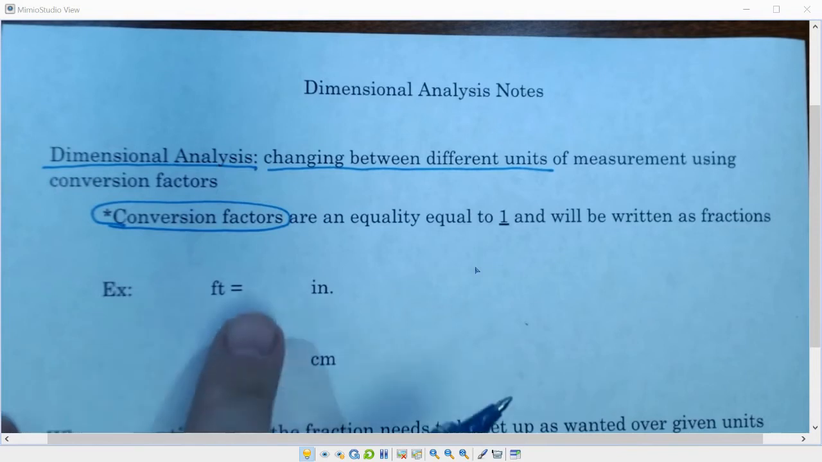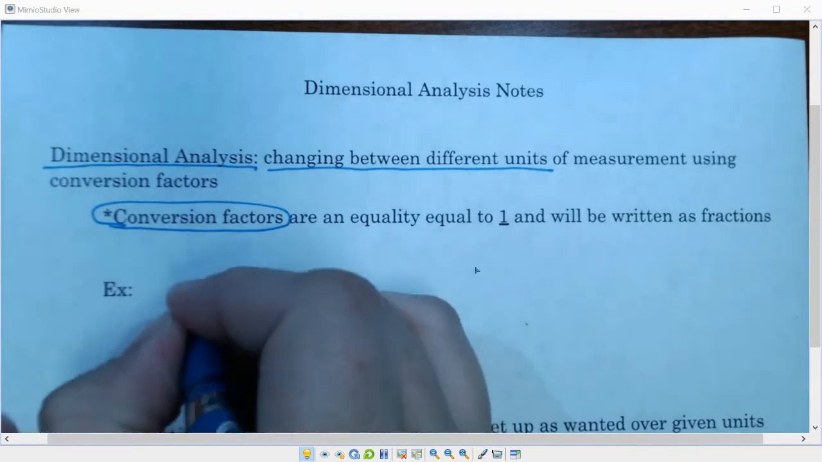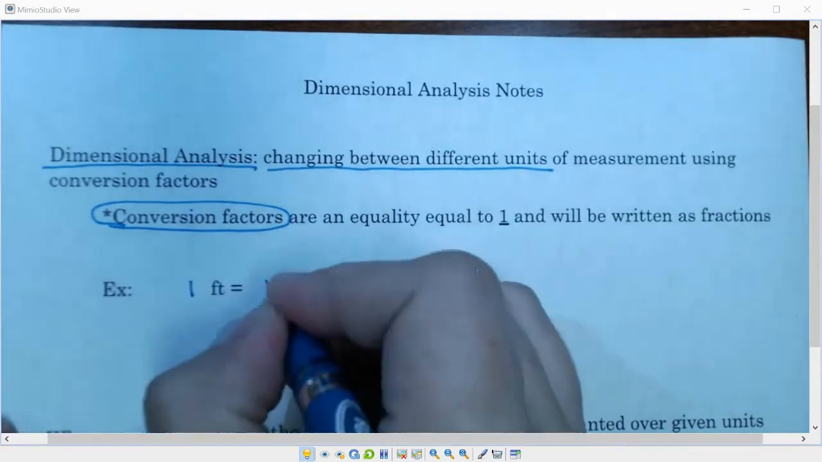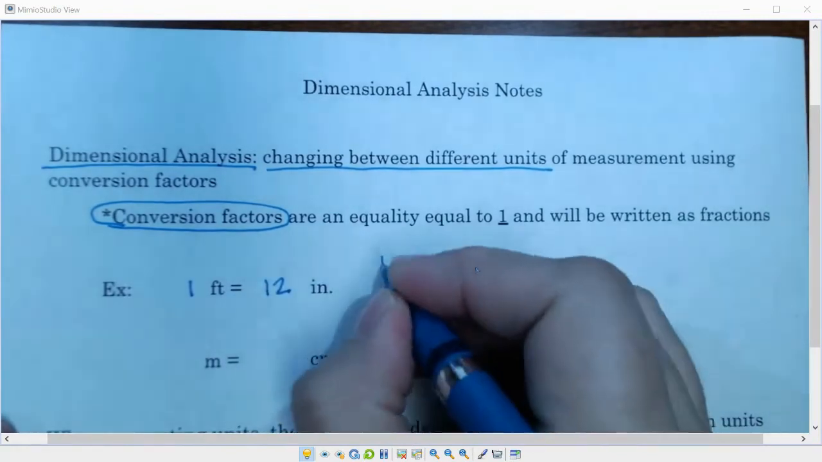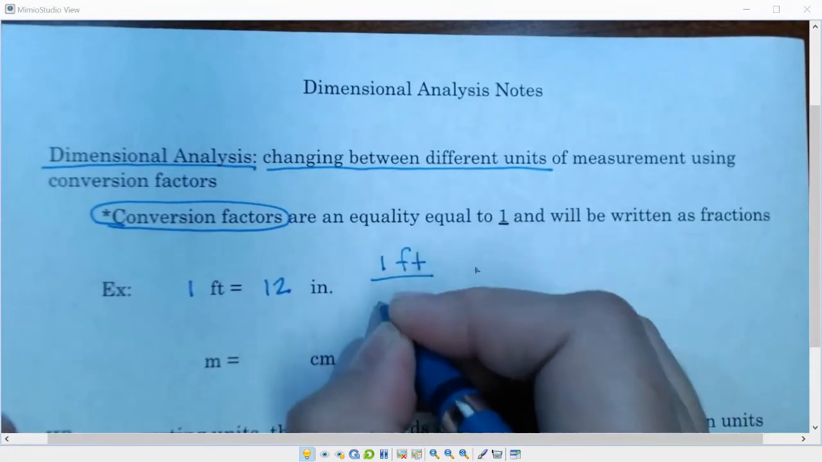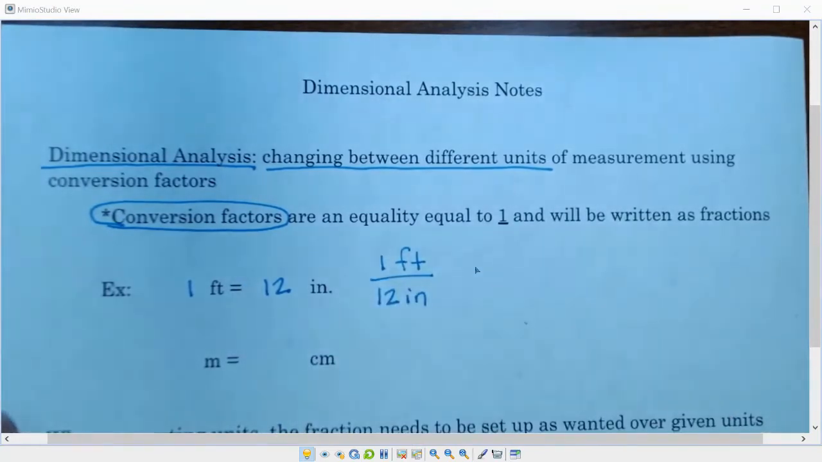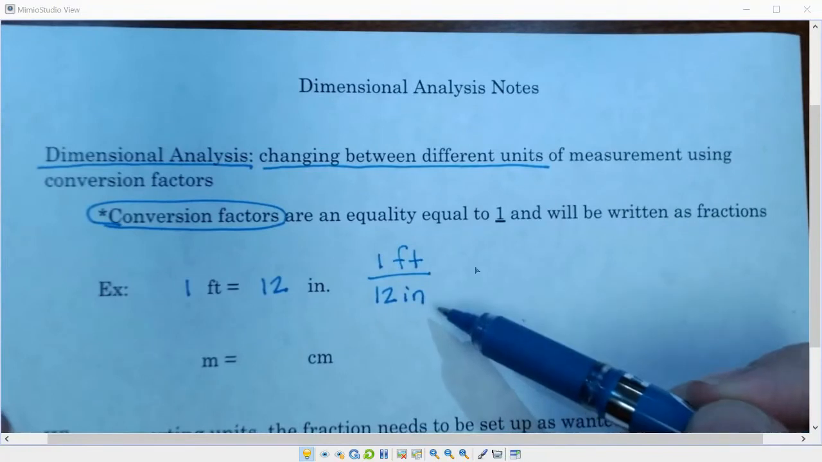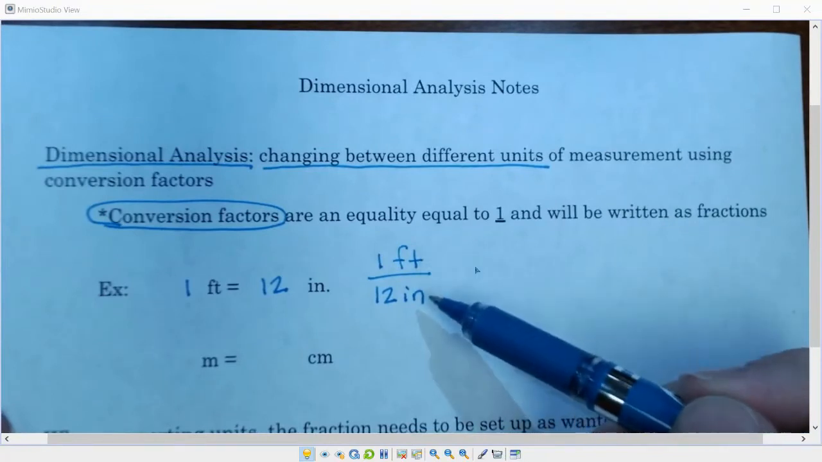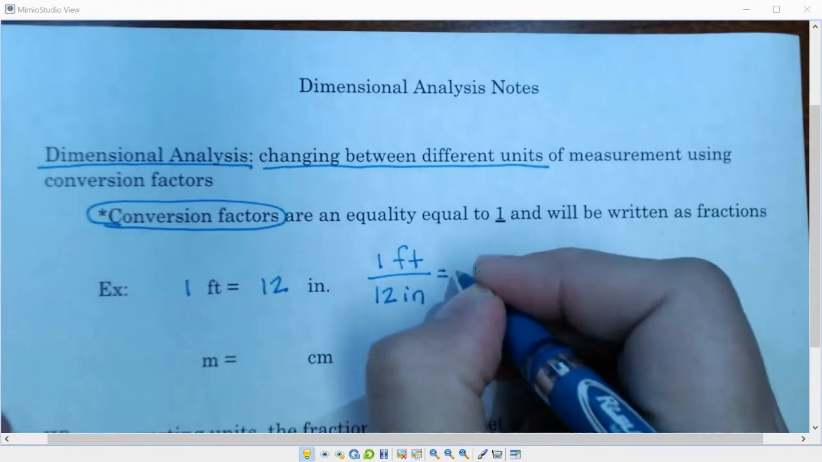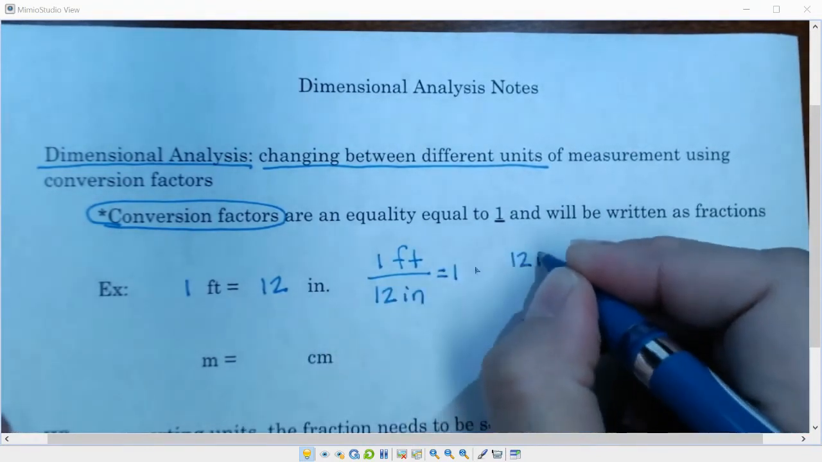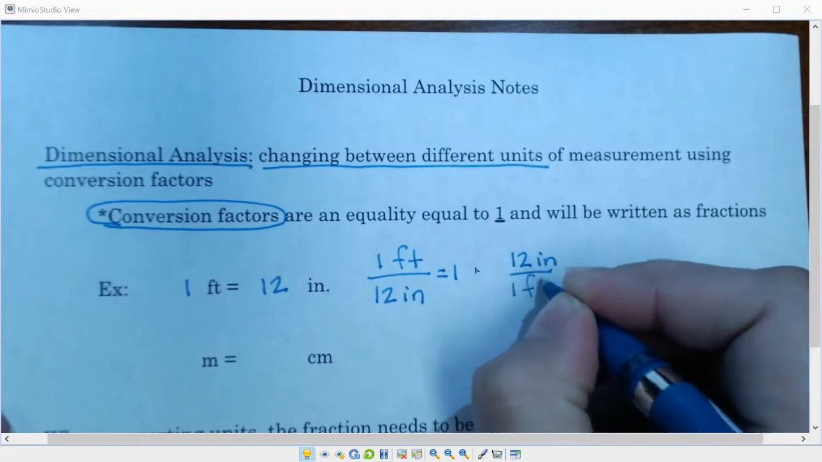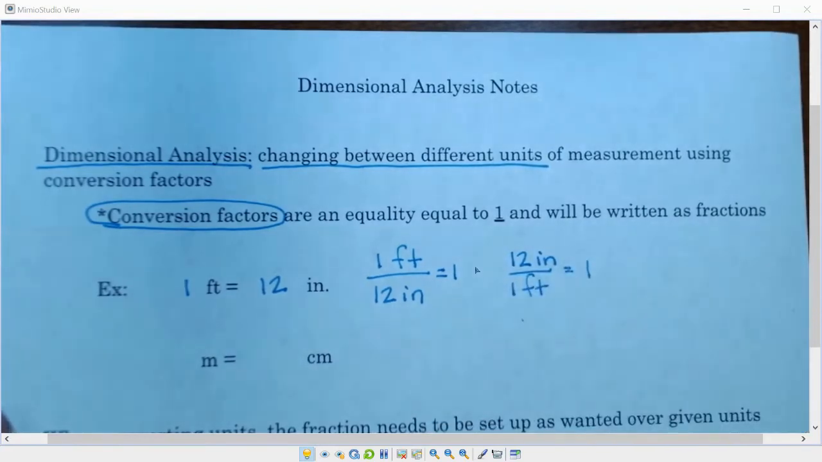So a couple examples of an equality: 1 foot contains 12 inches. And I can write that as a fraction. And if I write 1 foot over 12 inches, well, 1 foot is equal to 12 inches. So anything equal to itself written as a fraction is the same thing as saying 1. And it doesn't matter if I switch it to put 12 inches on top over 1 foot, that still just equals 1, because those are equivalent measures.